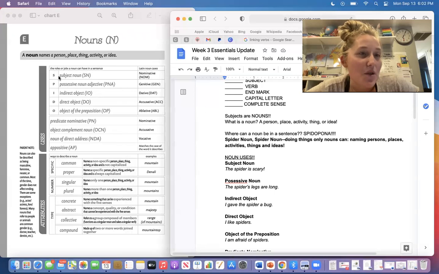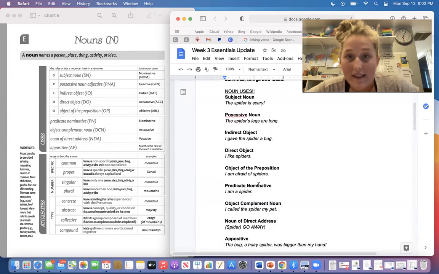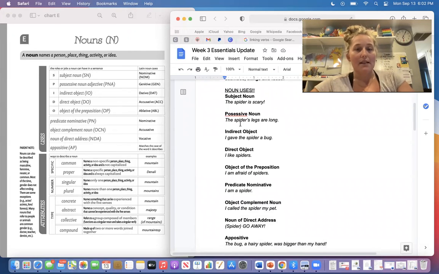Then when we get into those uses, you can see over here, we have these Spido on the side, and then we have the few other ones down below. So we're going to go through those with examples. The first use is a subject noun, SN. When we start diagramming our sentences, we're going to label our SN, our subject noun. That's the subject, and if it's a noun rather than a pronoun, we'll put SN, okay? That example is: the spider is scary. The spider is the subject noun in this sentence.